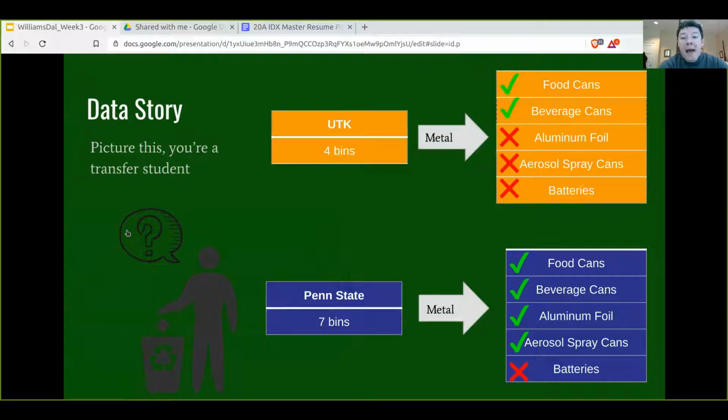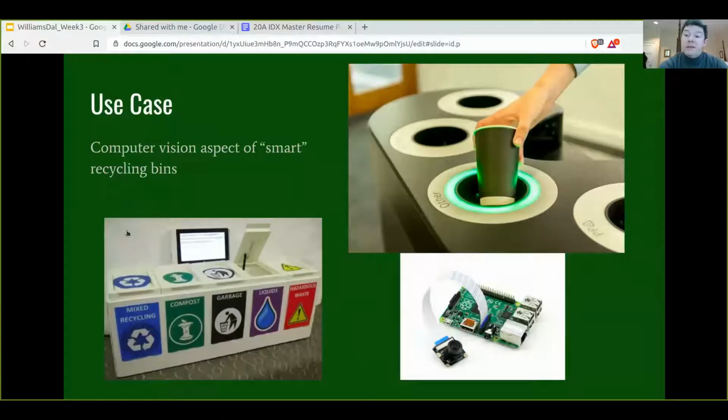A particularly bad example is plastic bags, which are okay at Penn State, but can actually damage the machinery of UTK's recycling centers. One way to fix this is using a smart recycling bin that classifies your recycling for you. This proof of concept constitutes the computer vision component of that with university-dependent classification.